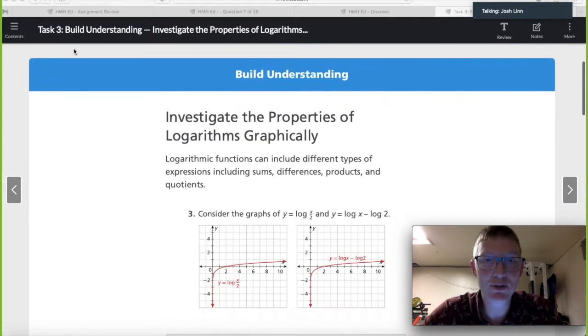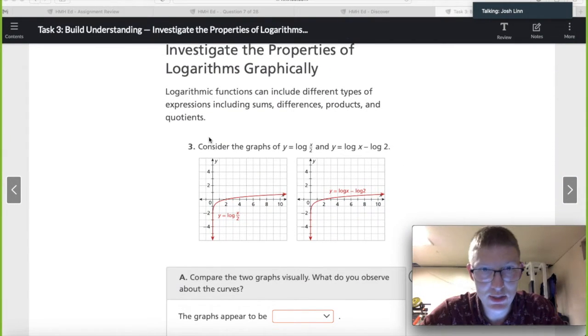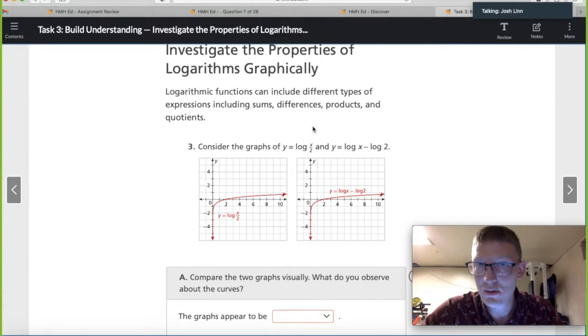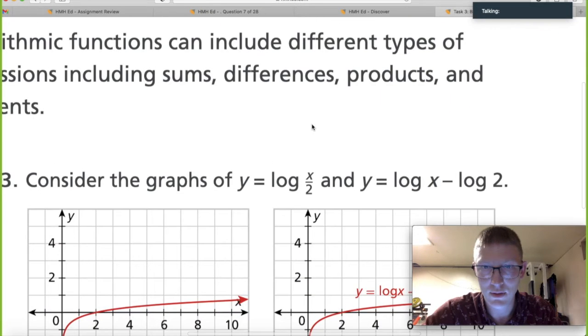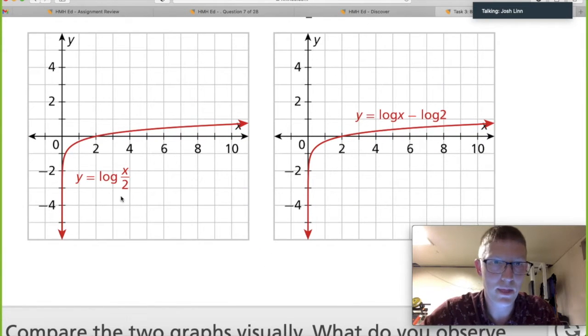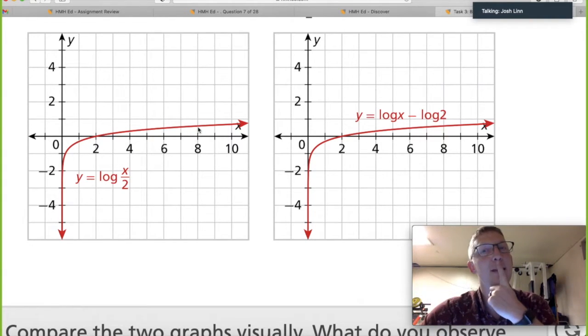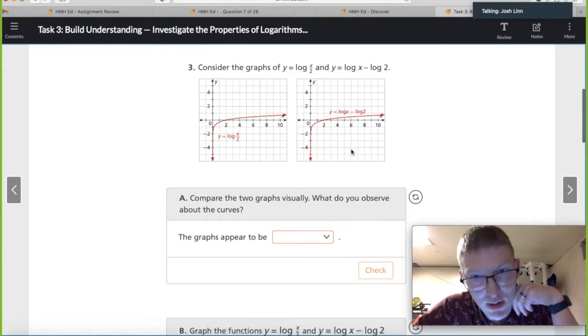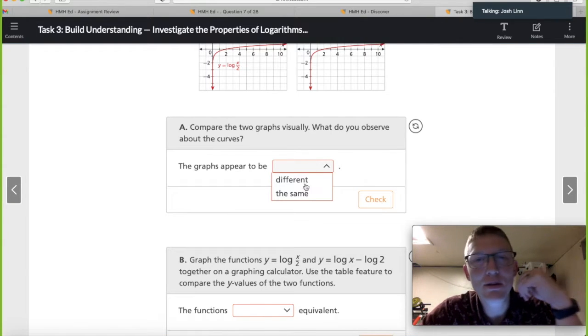We are going to graph two other functions. So if we are looking here, we're going to look at the graph of y equals log of x over 2 and y equals log of x minus log of 2. We scroll down, x over 2, there's our graph. Interesting, y equals log of x minus log of 2 is the exact same graph. Are we noticing a pattern here yet? The graphs appear to be the same.